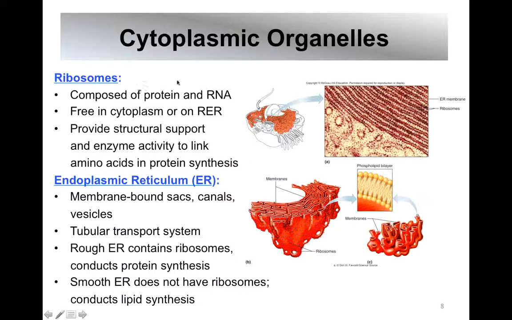Ribosomes have two parts. They have two subunits, subunit A and B. Those subunits are made of protein, and the other one's made of RNA. And remember from the previous unit, RNA is ribonucleic acid. Okay, so ribosomes function in protein synthesis.